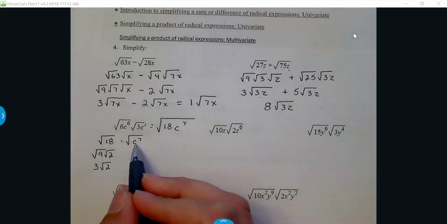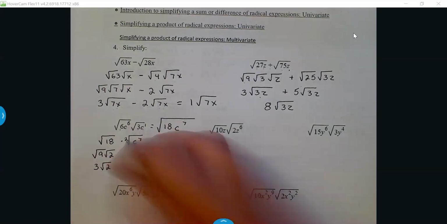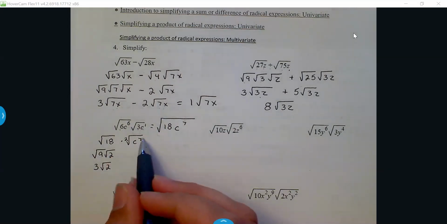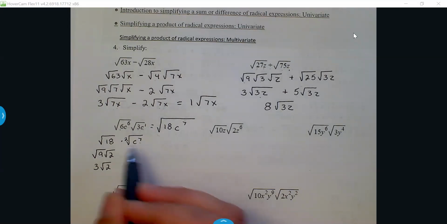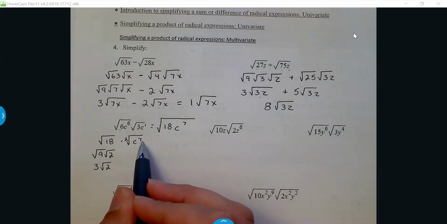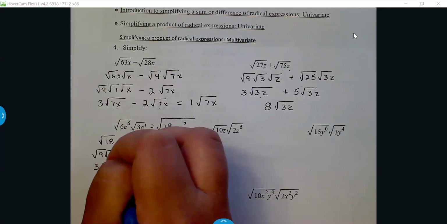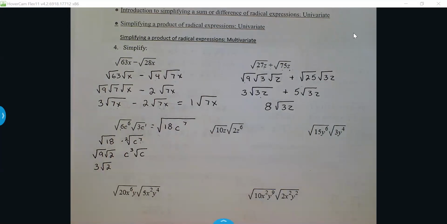Now we're going to go over to c to the 7th. Now that we're dealing with the square root here, there's really a 2 here. So we're looking for the largest even number that's in c to the 7th. All right, so how many times does 2 go into 7? It goes in 3 times with 1 left over. So this would end up being c to the 3rd times the square root of c to the 1st.